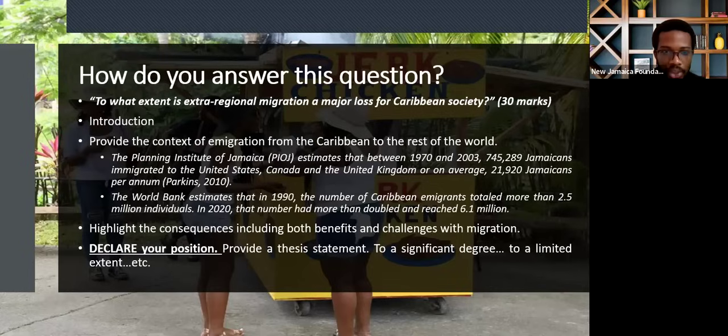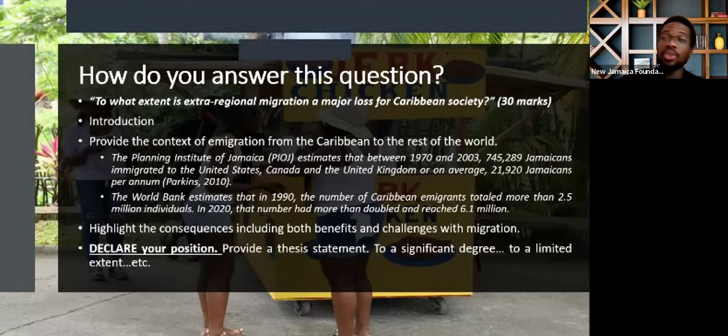And then you can highlight your consequences and give a basic overview. So for example, it can be argued that this might lead to a loss in talent or brain drain, and also it could lead to big gains, for example, in remittances. However, very important is to declare your position and provide a thesis statement. So for instance, this essay argues that to a significant extent, emigration is a major loss for Caribbean society because it leads to a loss in skilled talent, a reduction in the country's tax base, and a disintegration of stable family units, for example. You clearly see from that case study these 3 examples.